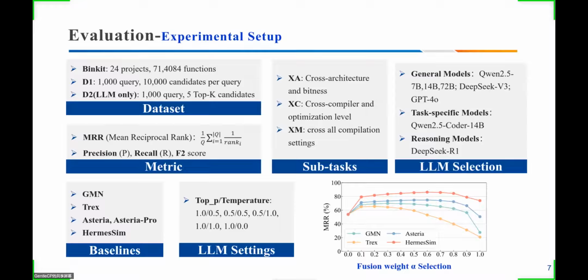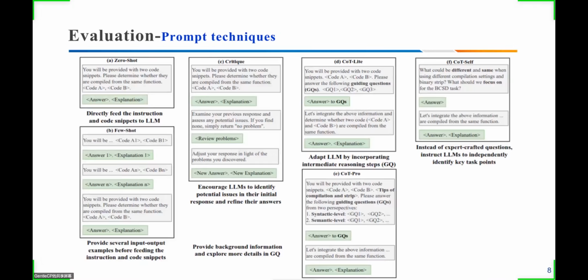The LLM settings include the combination of the two main parameters, top-p and temperature. We also construct 60 different prompts to show how prompt technique affects the LLM performance, including zero-shot, few-shot, critical, and three variants of chain of thought.